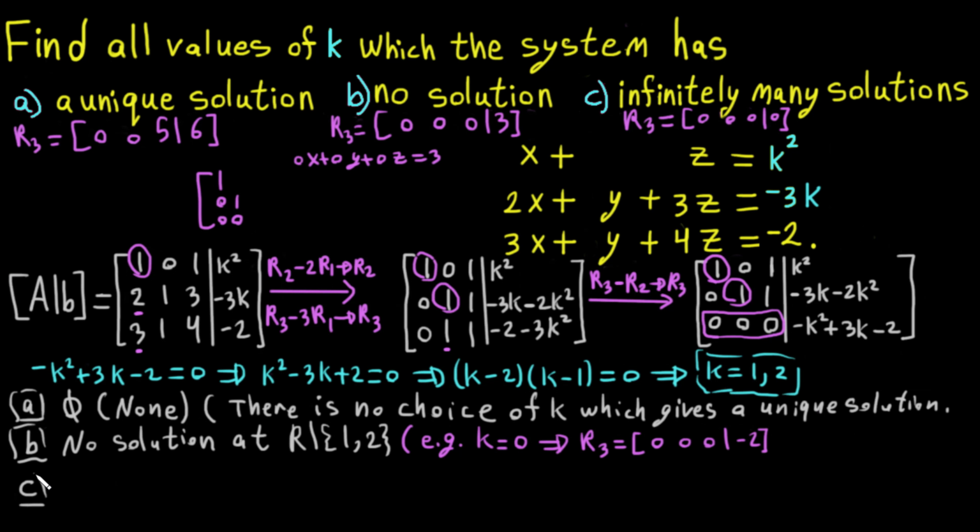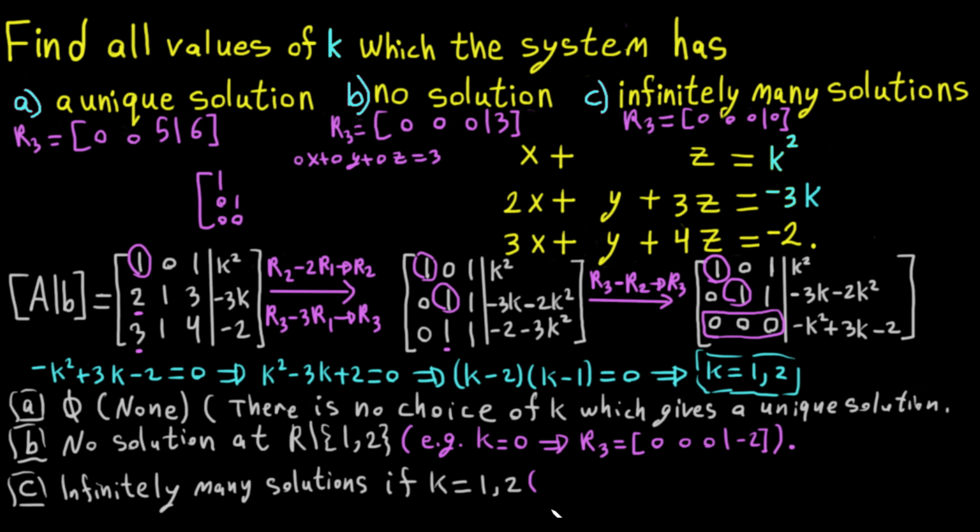C, infinitely many solutions, if k equals 1 or 2. For example, k equal 1, we will get row 3 equal 0, 0, and with k equal 1, 1 squared is 1, so negative 1 plus 3 multiplied by 1, so negative 1 plus 3, which is 2, minus 2, which is 0.